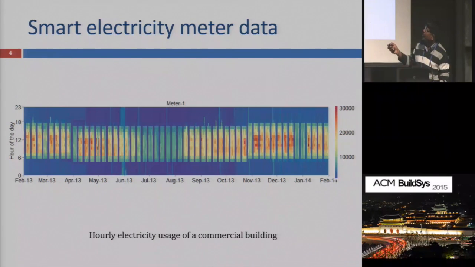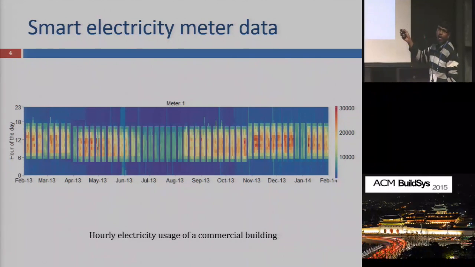But let's look at how this energy data looks in a larger setting. This is the energy usage pattern of a commercial building for a year. On the x-axis you have the day of the year, and on the y-axis you have the hour of the day, and each small cell corresponds to the intensity of the energy usage of that particular hour.